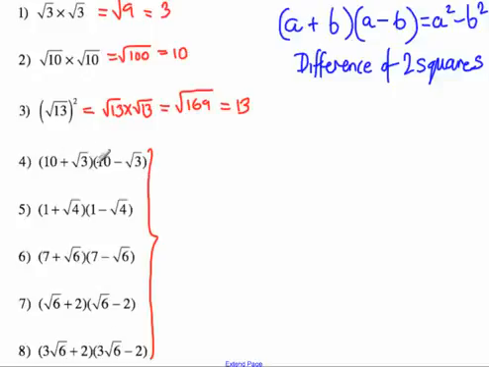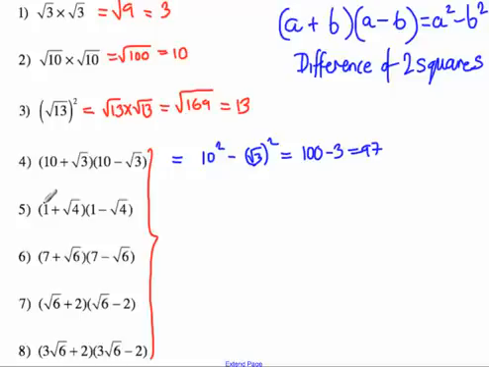A plus b times a minus b. 10 plus root 3 times 10 minus root 3. The answer is simply the first number, 10 squared, subtract the second number, root 3 squared. 10 squared is 100, root 3 squared is 3, 100 subtract 3 is 97.